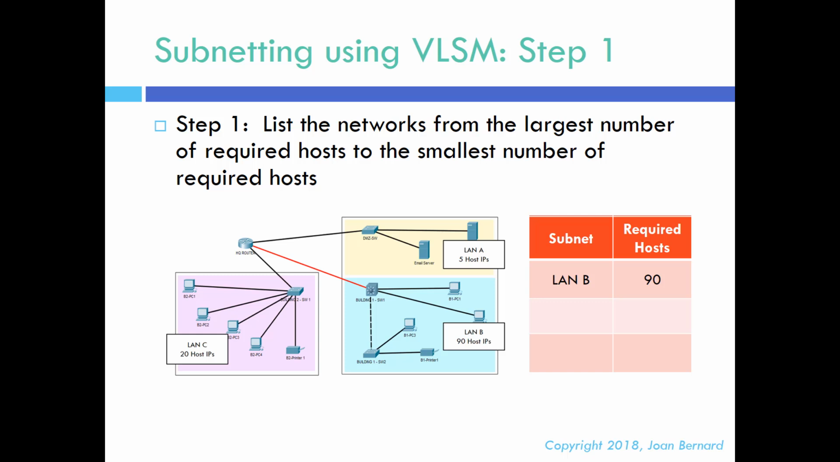So let's take a look at the process. Step 1, list the networks from the largest number of required hosts to the smallest number of required hosts. This is a very important step. So LAN B requires the most, so it goes first in our table. Then LAN C requires 20, that's the next largest. And finally, LAN A only requires 5. So that's all you have to do for step 1. List them from largest to smallest.